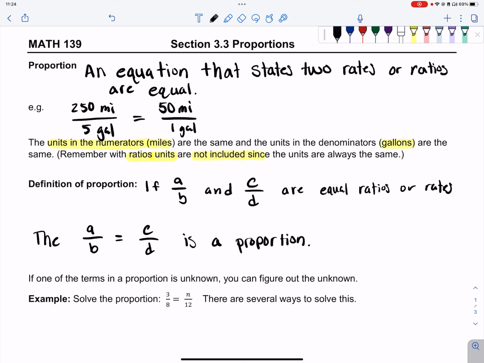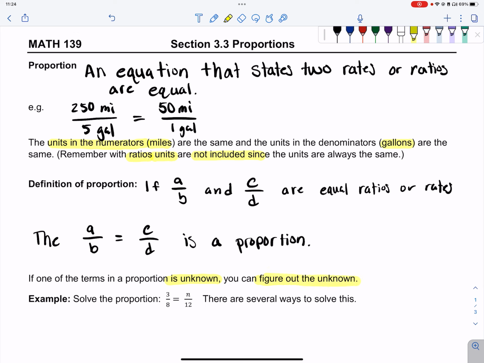And the nice thing about proportions, if one of the terms is unknown, so one of these 4 letters in this, we don't know what it is, it's the variable still, but the other 3 spots in the proportion are filled in with numbers. They have their values. We can then figure out what that unknown is. We can solve for it.